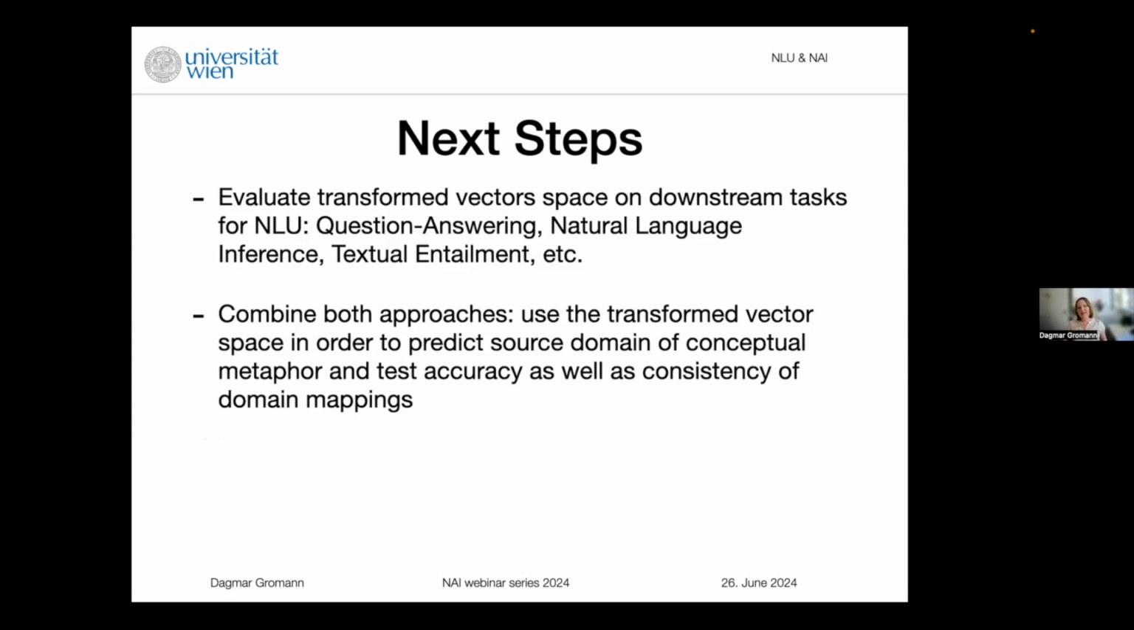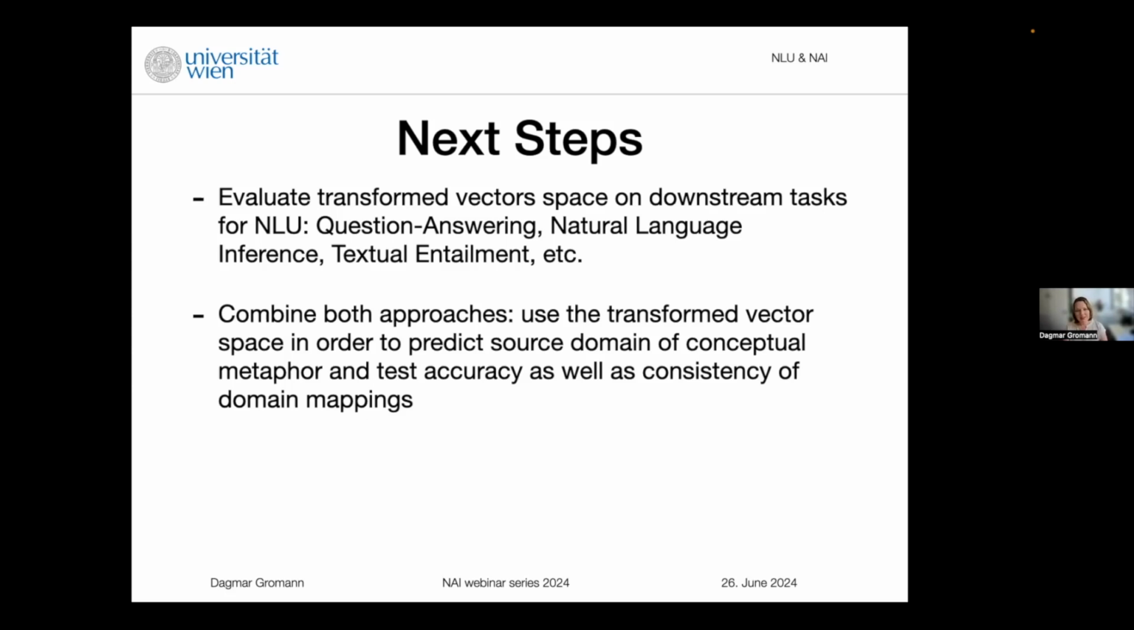So what are the next steps? What is still left to be done, so to say, for what I presented today? Well, the first thing that we are working on right now is to design a very detailed evaluation setting for this idea of transforming a vector space, and to test how well the factual knowledge really performs in question answering, for instance, or in other downstream tasks such as natural language inference or textual entailment.